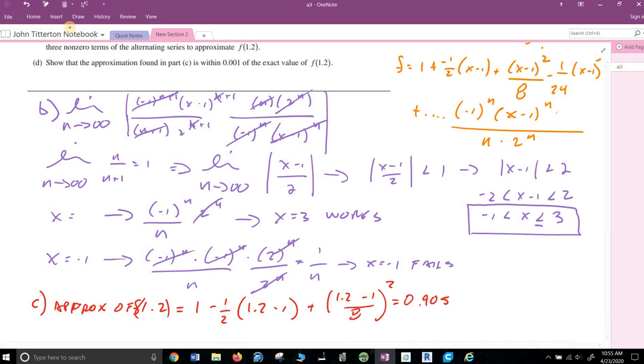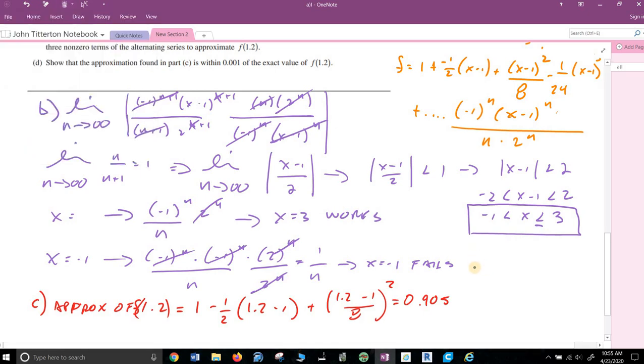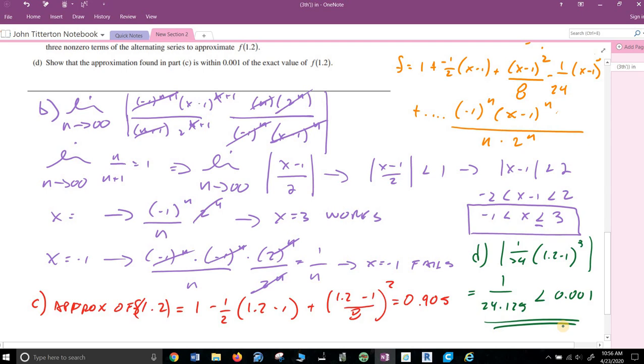And then part D is actually very straightforward. If they're asking for, show that it's less than blah blah blah, you just go to the next term, alternating series thing, plug it in, so you're going to get the absolute value of 1 over 24, 1.2 minus 1 to the third equals, I don't know and I don't care, 1/5 to the third is 1 over 24 times 125, which is going to be less than 0.001. You might say, well, how do you know that? I say, because that's the answer.